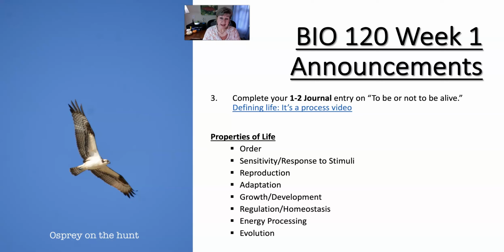Energy processing. Every single cell on the planet uses the molecule ATP, adenosine triphosphate, to fuel all of its chemical reactions. This is energy processing. You take in food, you make ATP molecules so that you can do the stuff that you need to do as an organism. And then finally, we have evolution, which is a change in genes in a population over time. This is essential for life because organisms have to be able to change over time in populations in order to survive for the long term.